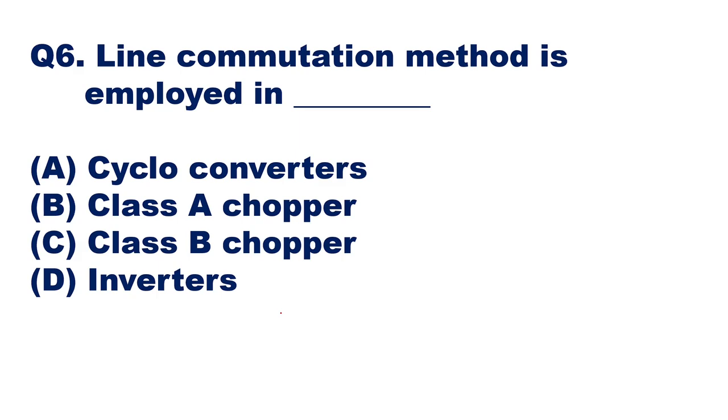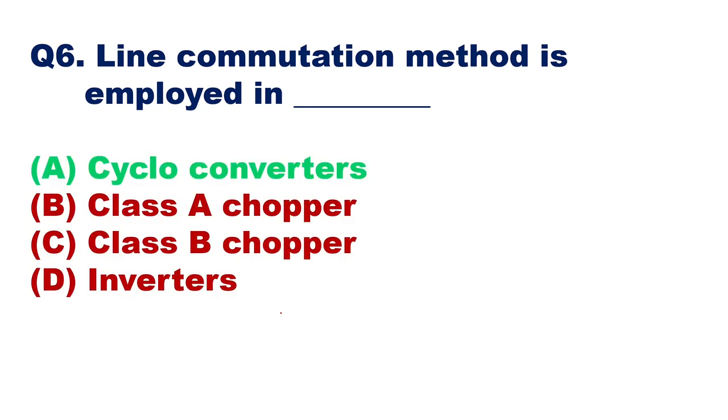Okay, so the options are cycloconverters, class A chopper, class B chopper, and inverters. Now in this, the circuits which we use for cycloconverters and the SCRs which we use in the cycloconverter operation to convert AC into a variable AC. So there we turn off the SCRs by the natural commutation method, that is the line commutation method. So line commutation method is employed in cycloconverters. So option A, cycloconverters, will be the right answer.